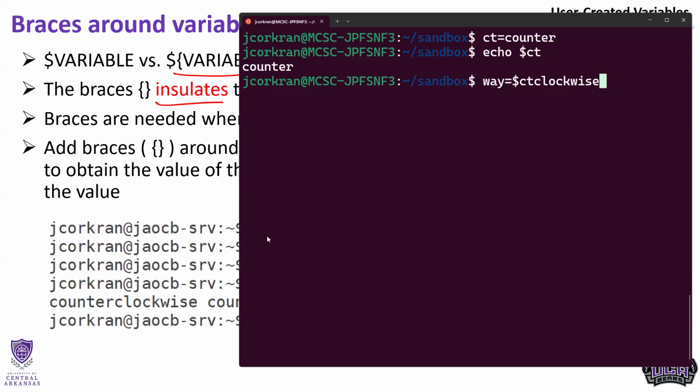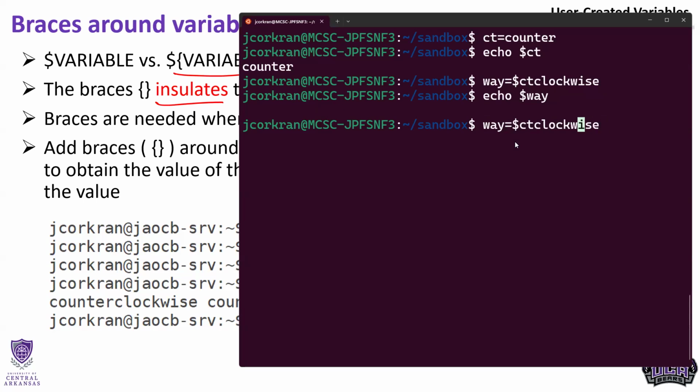Perfect. Yeah, because right here, I got a dollar sign. So I'm saying there should be a variable called CT clockwise that actually exists. So if I hit enter here, and then I come in here and try to echo dollar way, you can see I get nothing. I mean, it has no value. So that's not going to work.